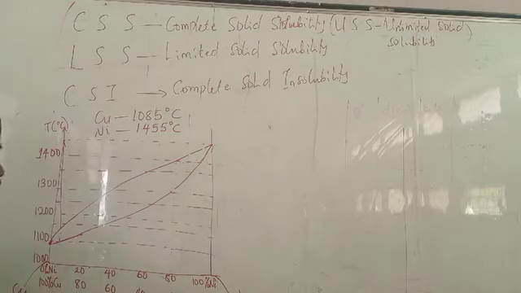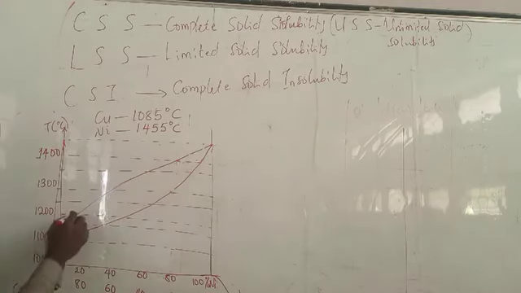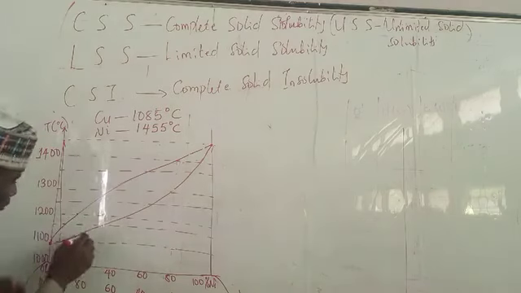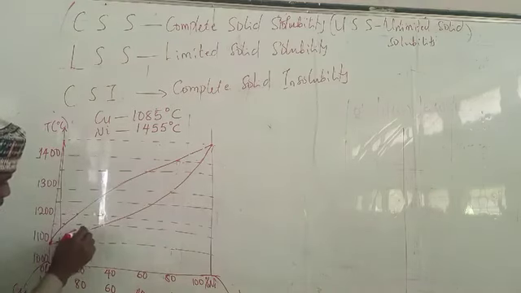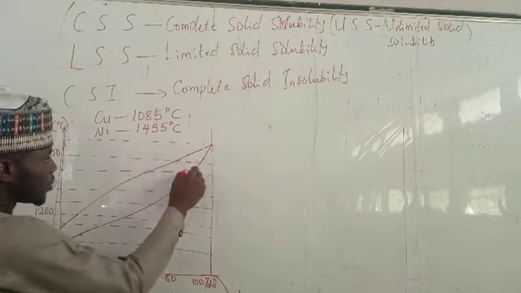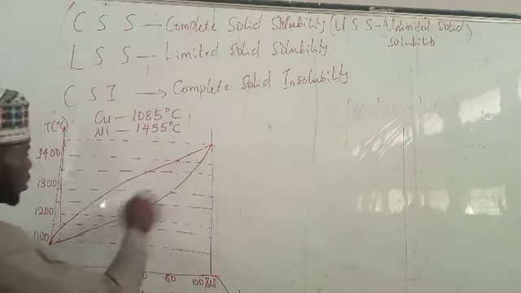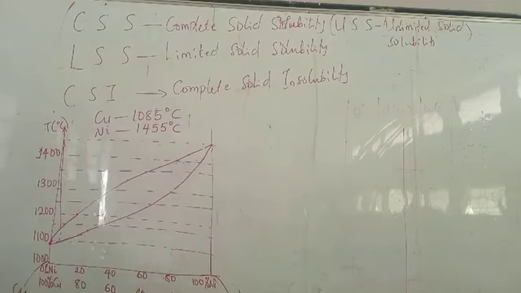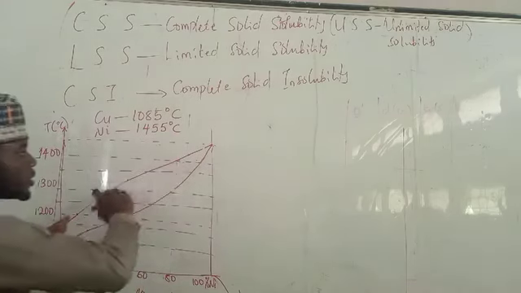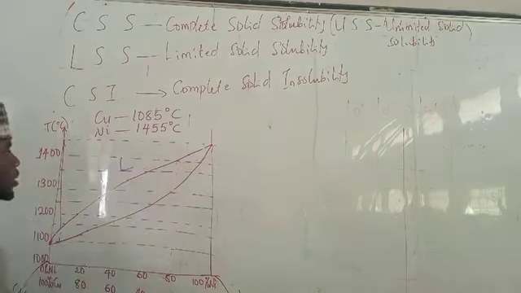Now if you plot this graph, this curve is gotten from the cooling curve, whereby each point is located. This is where your transformation starts, and this is where your transformation stops. When you complete these points, you can draw this curve, and then you have the complete solid solubility. Above this region, we are going to have the liquid region.